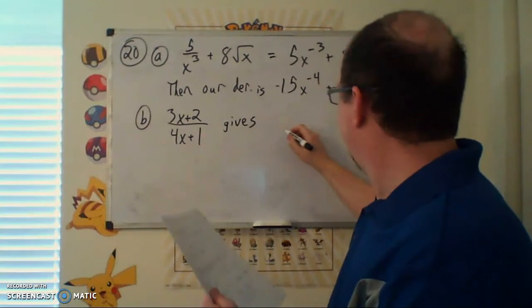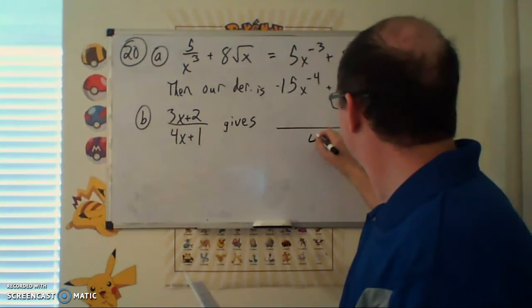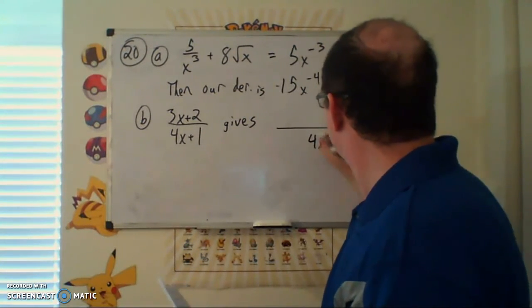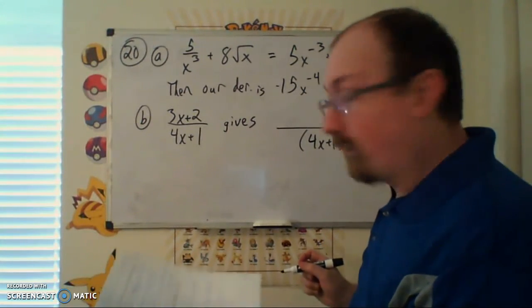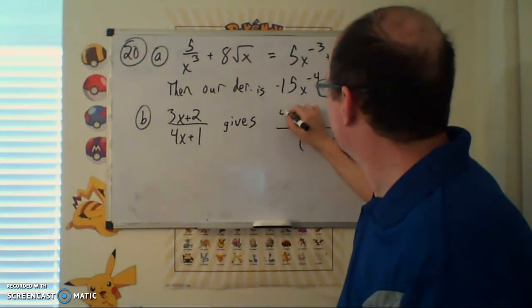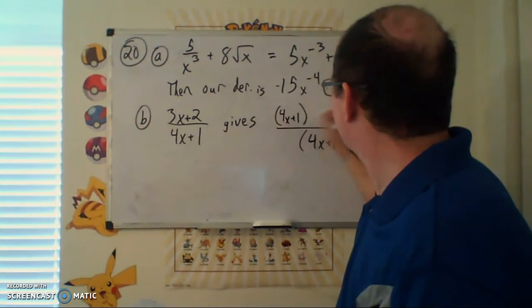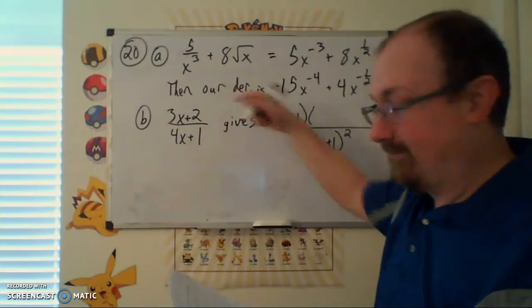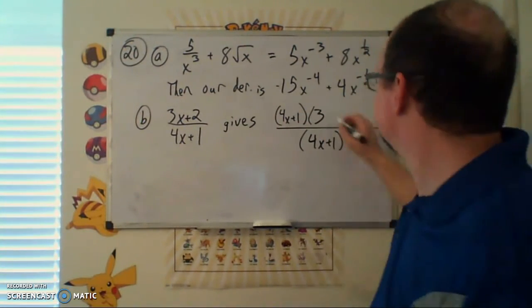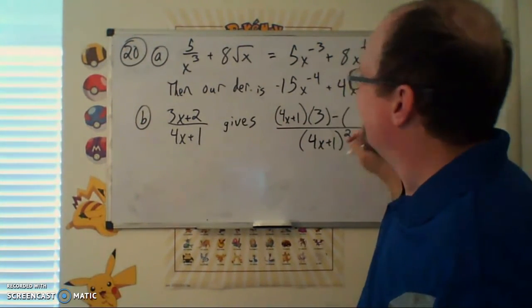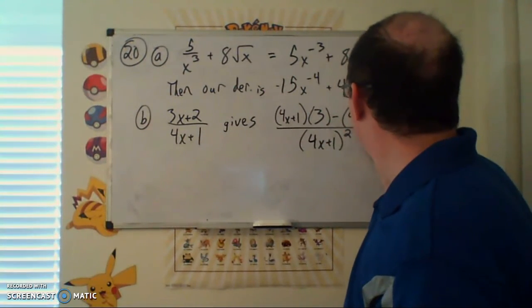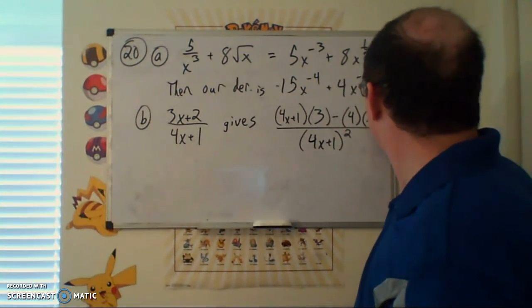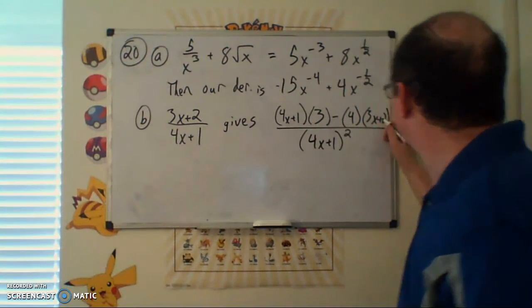So our derivative here, like I said, we need the quotient rule. We square the denominator. That's 4x plus 1 quantity squared. The formula for the quotient rule coming up top, we get our denominator, 4x plus 1, times the derivative of the numerator. That's 3. Minus, now we take the derivative of the denominator, 4 times the numerator, which we leave alone, so 3x plus 2.